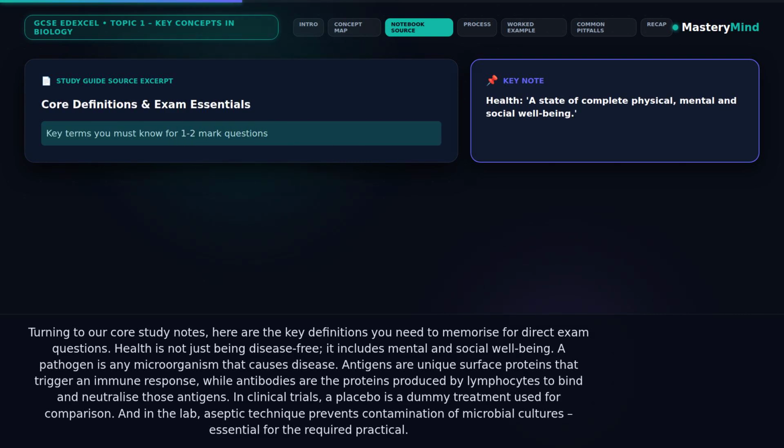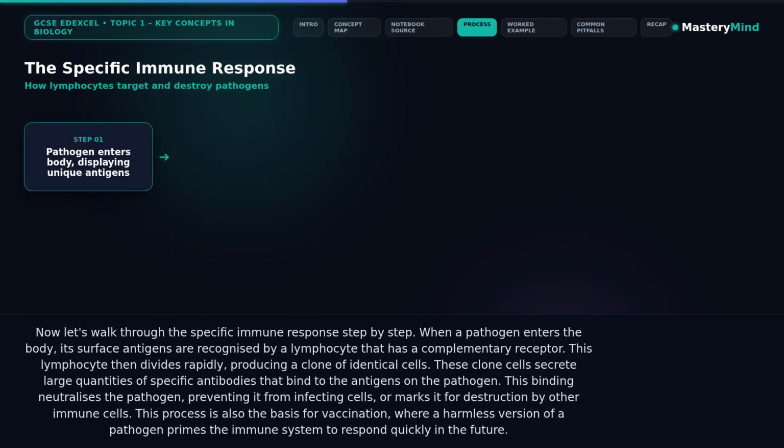Turning to our core study notes, here are the key definitions you need to memorize for direct exam questions. Health is not just being disease-free, it includes mental and social well-being. A pathogen is any microorganism that causes disease. Antigens are unique surface proteins that trigger an immune response, while antibodies are the proteins produced by lymphocytes to bind and neutralize those antigens. In clinical trials, a placebo is a dummy treatment used for comparison. And in the lab, aseptic technique prevents contamination of microbial cultures, essential for the required practical.